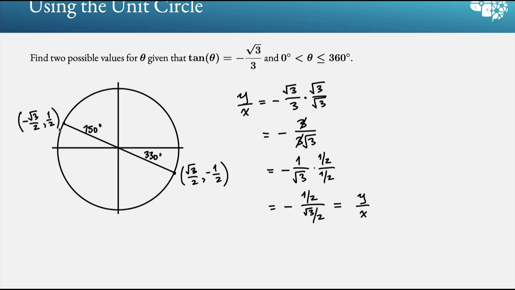And so those are the two places that we're looking at. And so those are our two angles. Those are the two possible values for theta. So we get theta is equal to 150 degrees or is equal to 330 degrees.